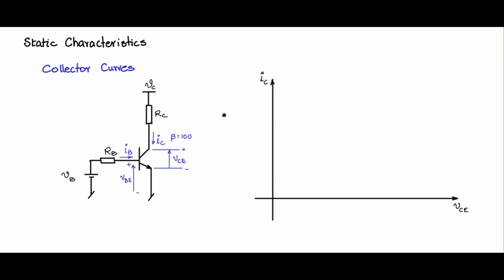The way we do it is this. We will set the value of VB to some value so that some particular base current gets injected. So what is the value of base current? IB is nothing but VB minus VBE. It is Kirchhoff's voltage law in this loop. VB minus VBE will be the drop across RB, divided by RB will give you the IB that is getting injected.